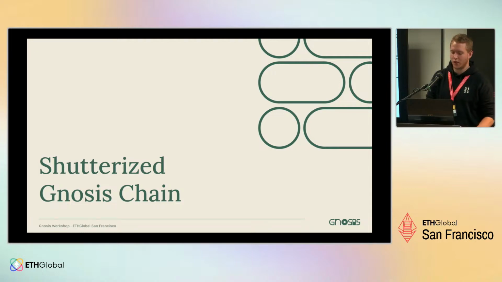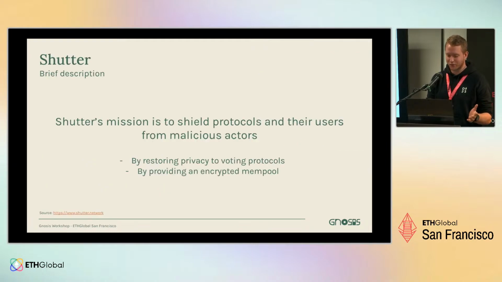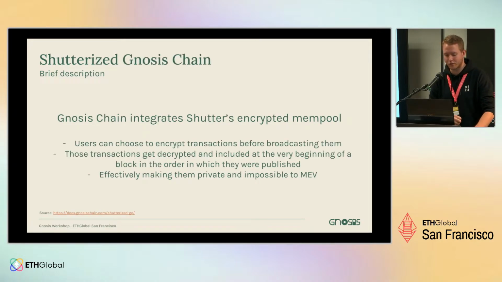All right, moving on to the shutterized Gnosis chain. It's not the only thing Shutter does. As a brief description, Shutter's mission is to shield protocols and their users from malicious actors. They mostly do this in two different ways: one by restoring privacy to voting protocols, for example for Snapshot, where they secure the voting, and by providing an encrypted mempool, which is what they are doing with us at Gnosis Chain.